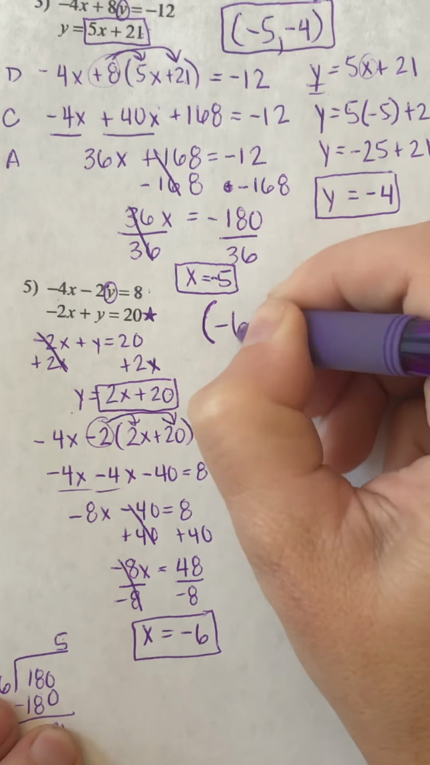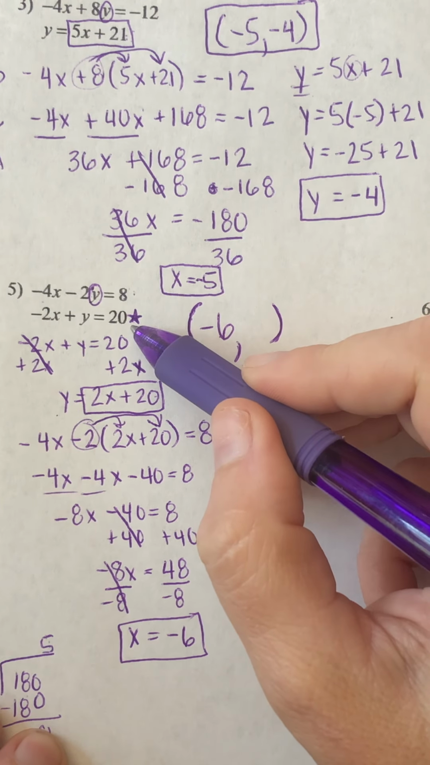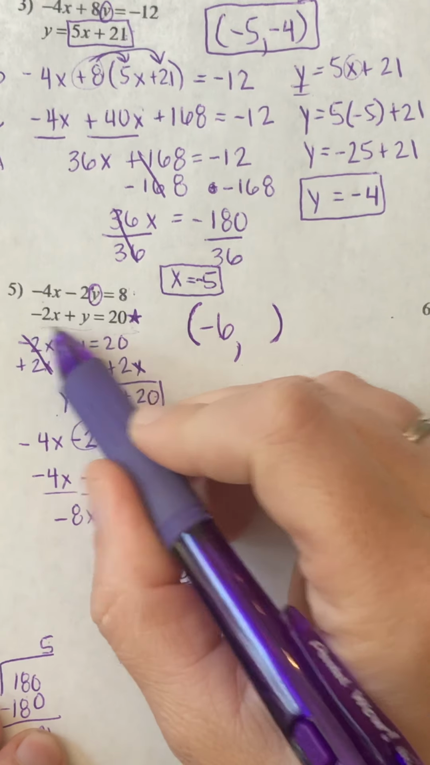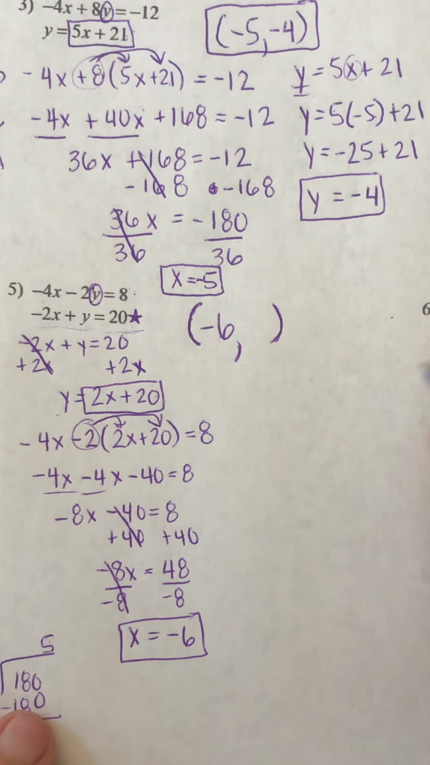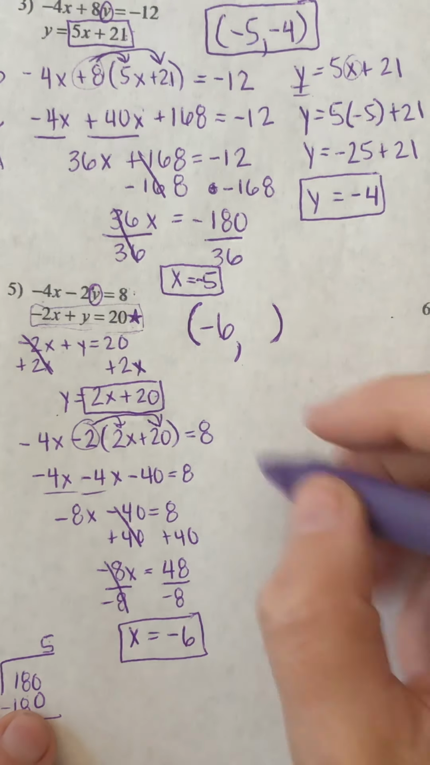X value is negative 6. We're going to take that, and you can choose either equation to plug that back into. So I'm actually going to plug it back into this first equation that we talked about. That's typically the easier one to plug it back into, is the first one that you start out with.